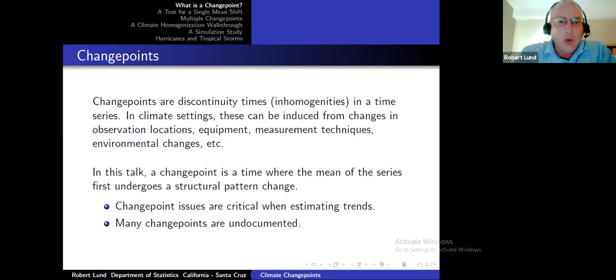So first, what is a change point? In layman's vernacular, a change point is just a time where something shifts. Imagine you were monitoring traffic highway deaths out on, say, Interstate 5, and laws changed the speed limit, say, from 65 miles an hour to 70 miles an hour. You might believe that that would increase highway fatalities.